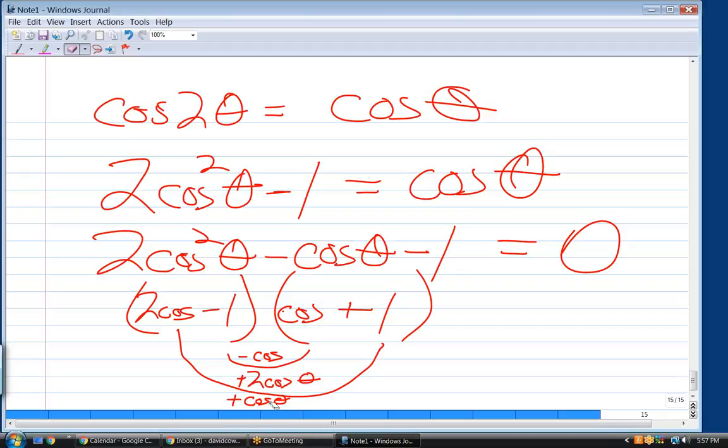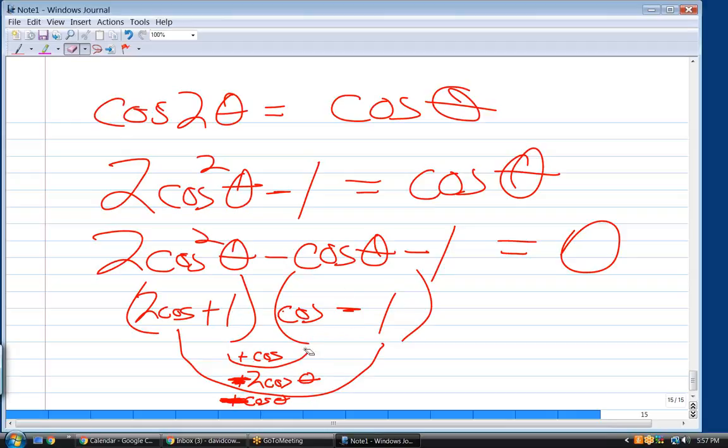We got plus cosine theta, so all we have to do is change the signs on these, and that should be right. Now notice the inside is plus cosine theta, the outside is minus 2 cosine theta. Add them together, you get minus cosine theta, which is our middle term. Okay?